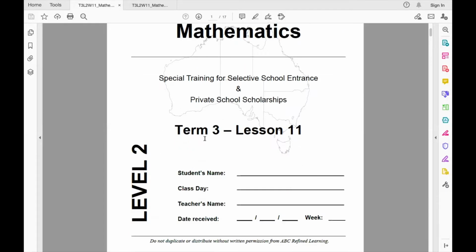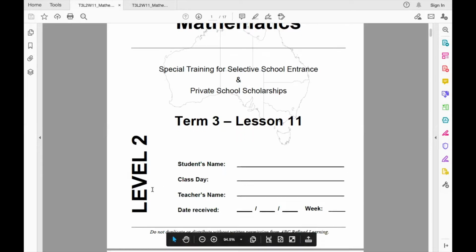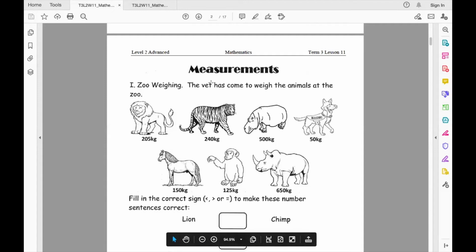Mathematics, Term 3, Lesson 11, Level 2. Measurements.